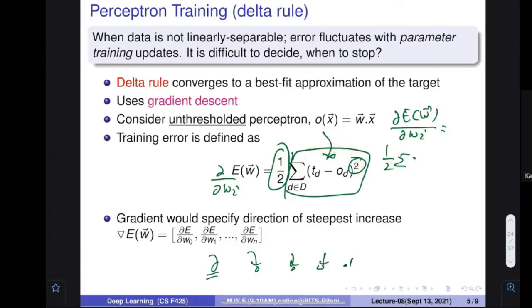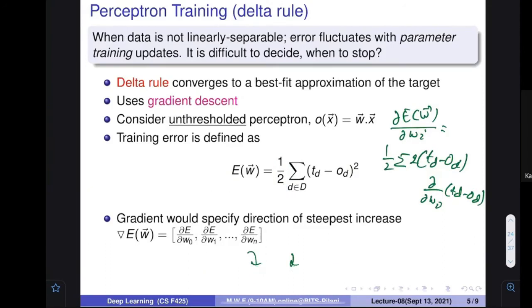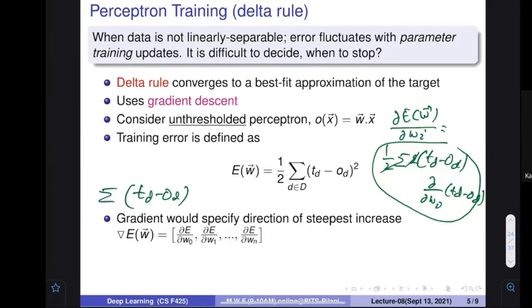You know that the derivative would be 2 multiplied by td minus od, for this data item, where td is the target and od is the output. And then the derivative on del wi of td minus od. Am I writing correct, everybody? Okay, this is what the value is. So there is a half and a 2, they get cancelled. So from here what I get is td minus od, and the summation term is there.